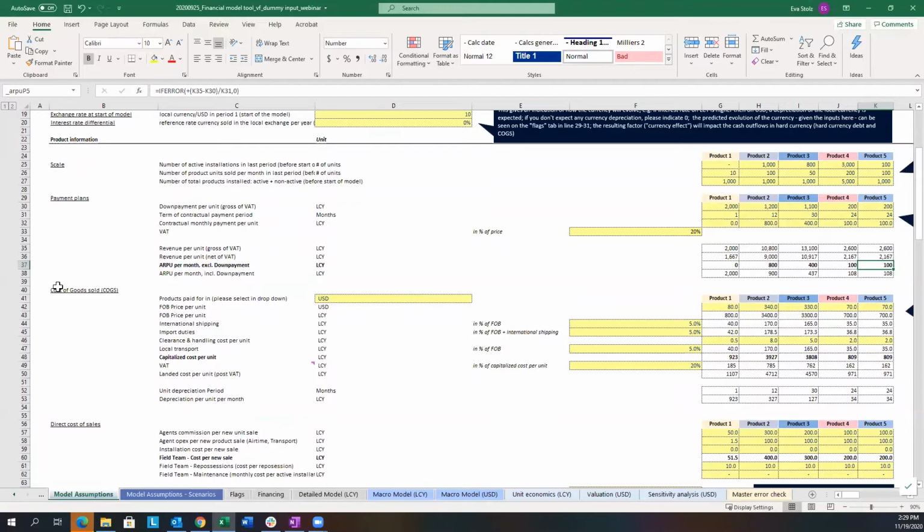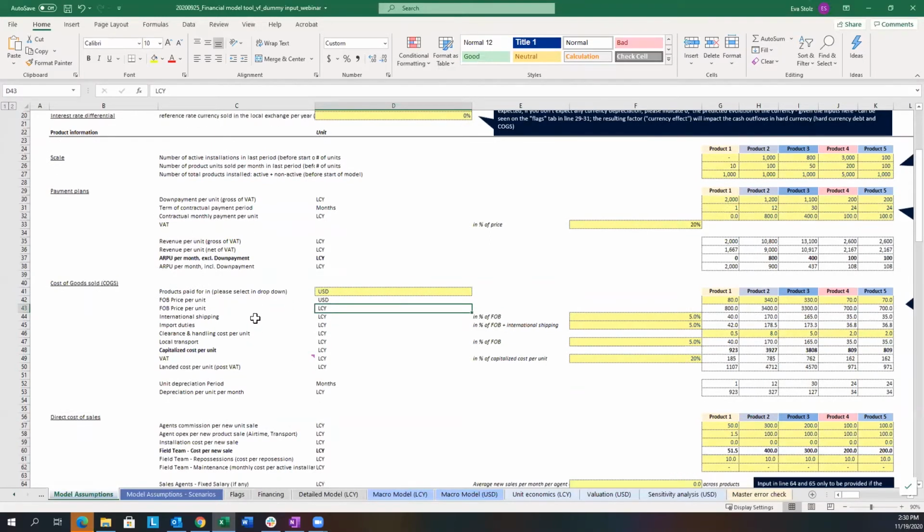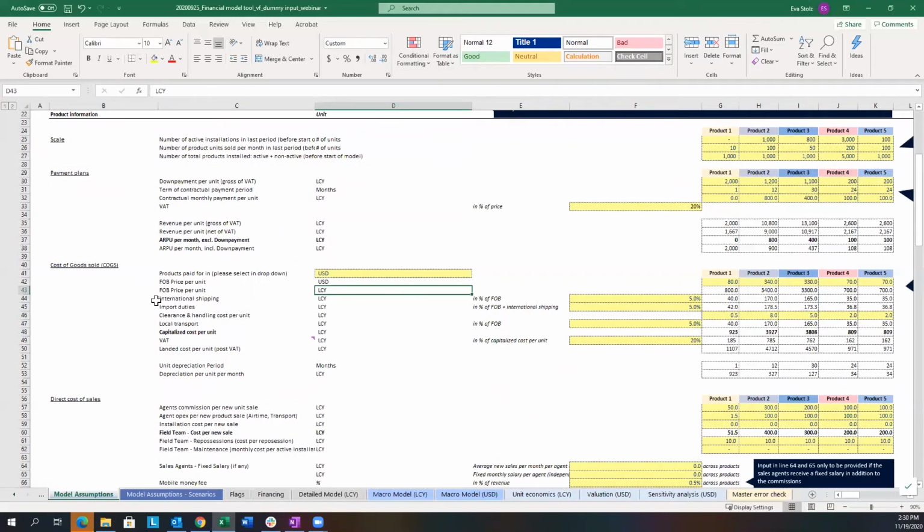Then you have to input the cost of goods sold. So first of all, you have to input whether you buy your products in US dollar or in local currency. And this is basically a switch here. Then you indicate what the price is that you pay in local currency, or if it's US dollars here, you indicate it in US dollars, and then it calculates it automatically in local currency. Then you indicate what the shipping costs are, the import duties are, the clearance and handling costs are, local transport costs, and it calculates the cost per unit, including the VAT. You get to the landed cost per unit.